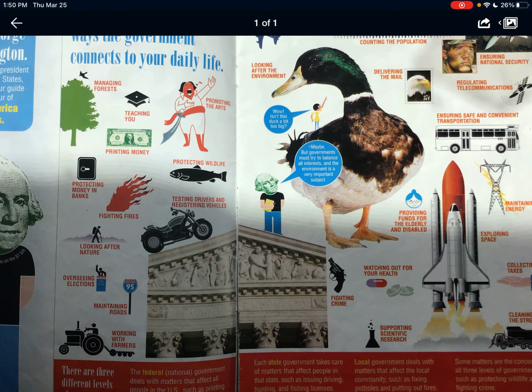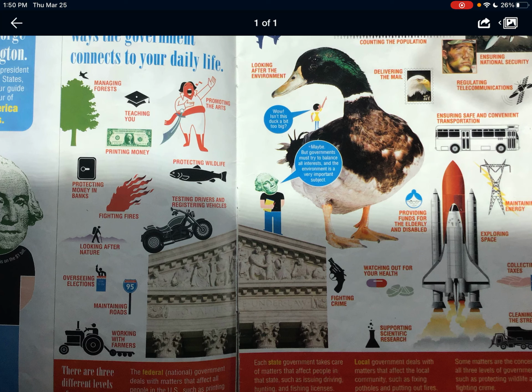Here are some things that it does. Number 1, it teaches you. My job as a teacher comes from people paying their personal property taxes. So that's one thing the government does for us. It teaches us. Everybody in this country is entitled to an education, and it's considered a free education, but technically it's paid for by people's property taxes.